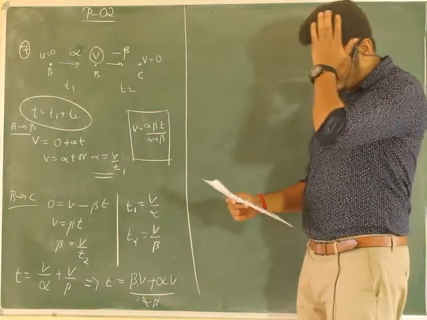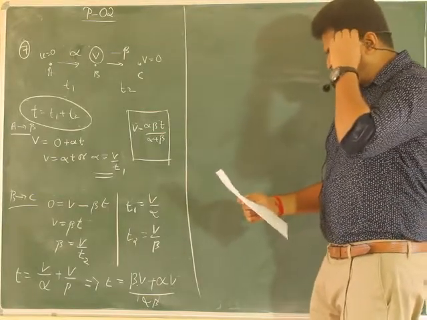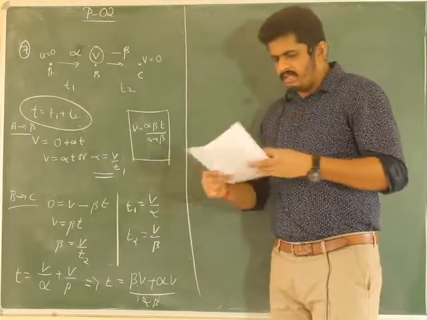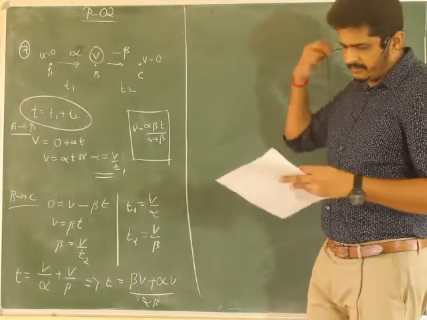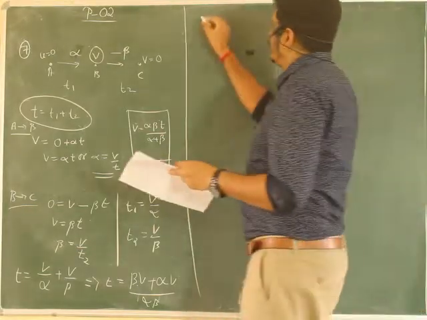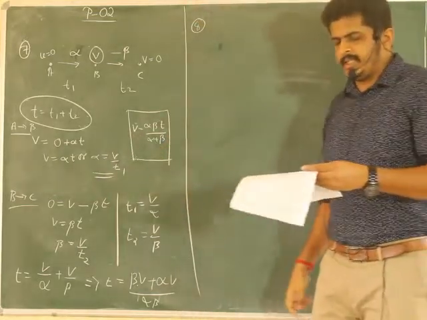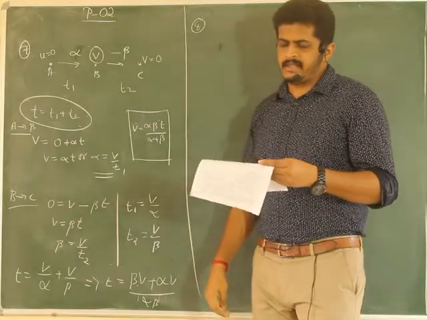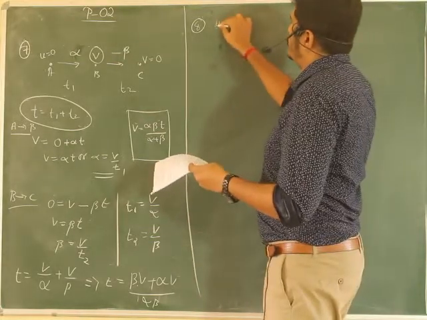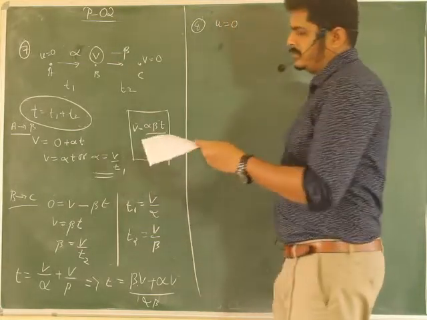This is kind of an interesting one. Question number 8. A train starting from rest accelerates. Train starting from rest, so initial velocity equal to 0.